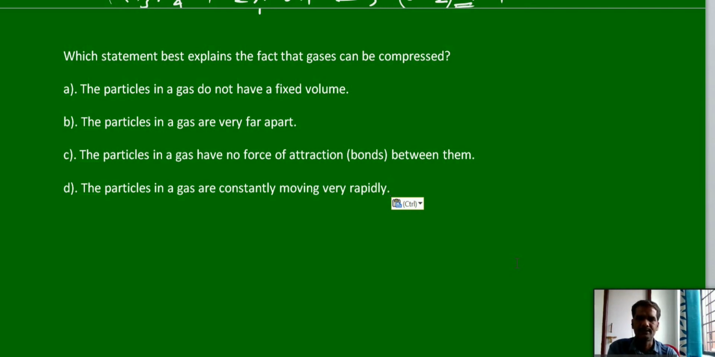So, what is the answer in this case? Option A is given: particles in a gas do not have fixed volume. The particles in a gas are very far apart. The particles in a gas have no force of attraction between them, and the particles in a gas are constantly moving very rapidly. What is the answer for this? Option B here. Very nice. So, compressible in nature means they are far away, so you can compress them to bring them close to each other. Very good.